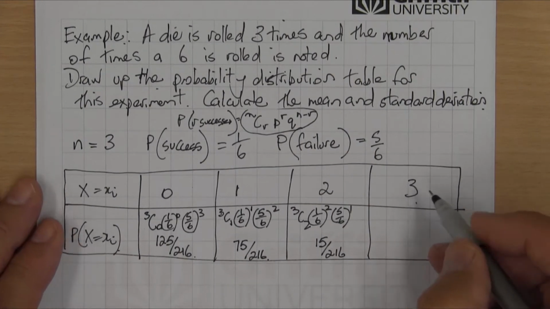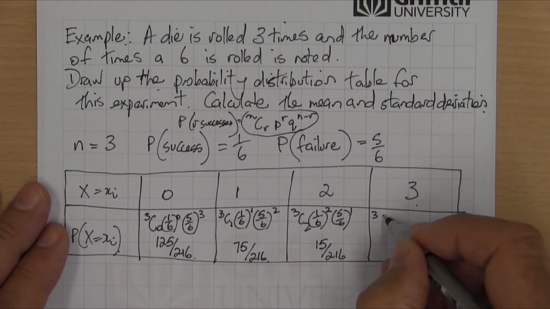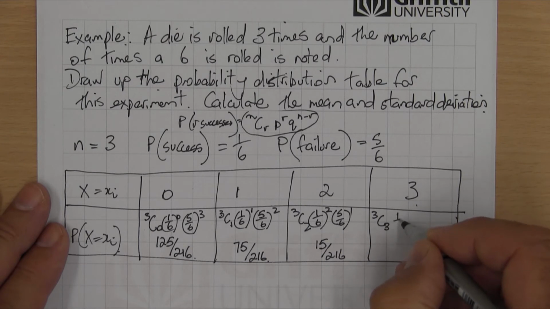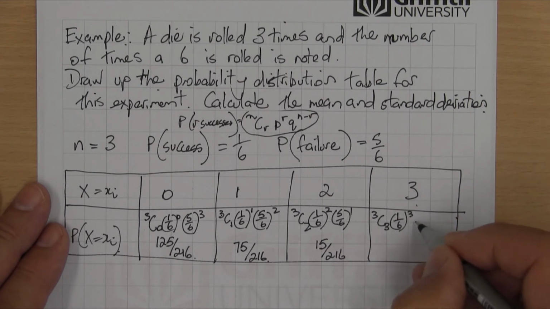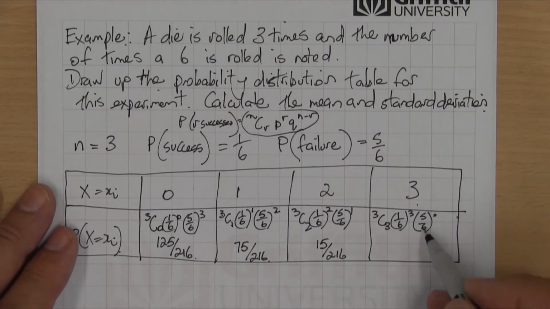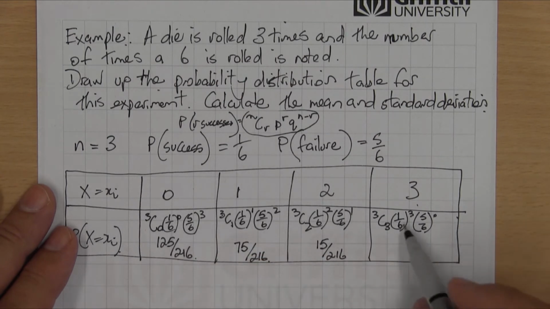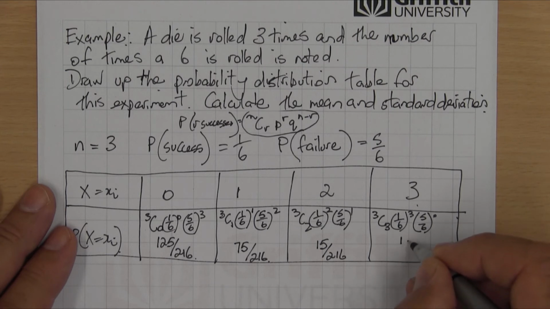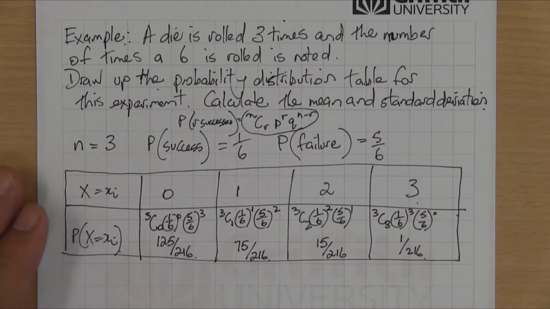And 3 sixes will be 3C3, 1 on 6 to the power of 3, and if we have 3 successes, we must have 0 failures. So that's going to be equal to 1. 3C3 is the same as 3C0, which is equal to 1. So we've just got 1 on 6 to the power of 3. So 1 to the power of 3 over 6 to the power of 3. 6 to the power of 3 is 216. So this is the probability distribution.